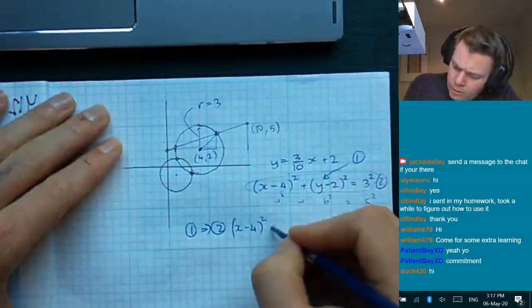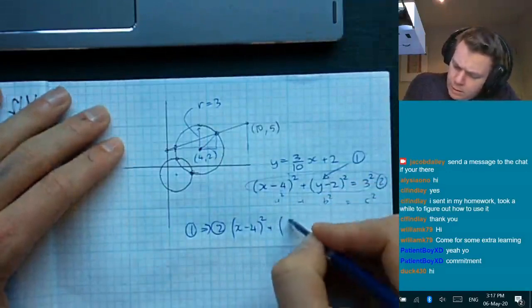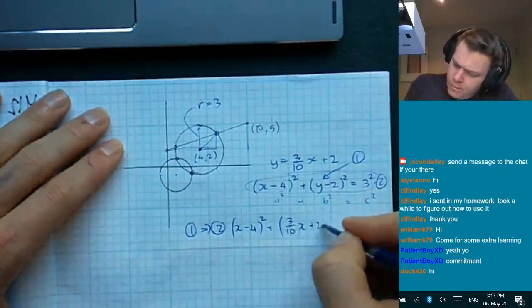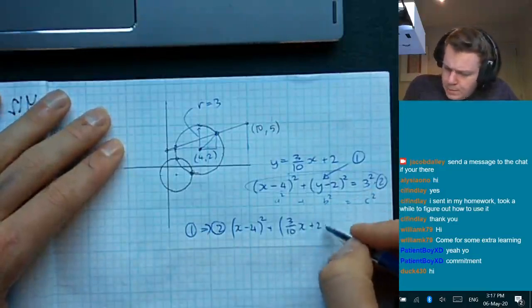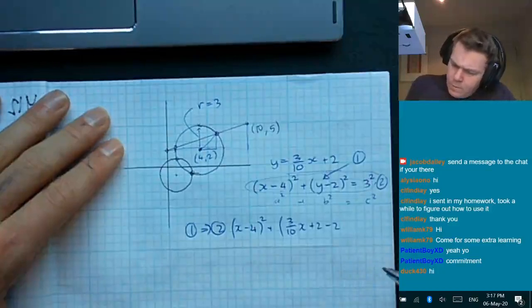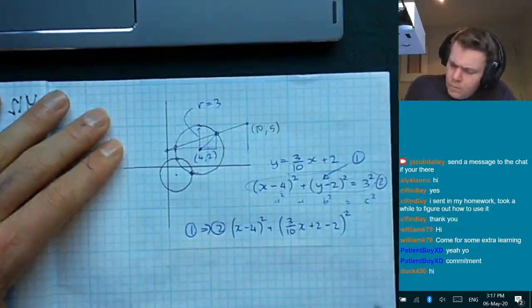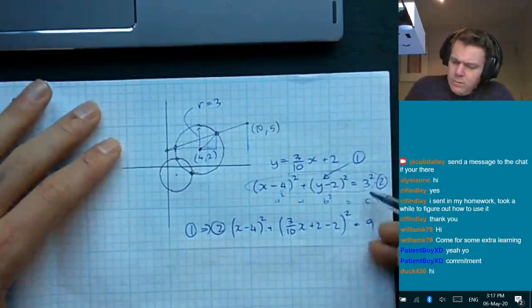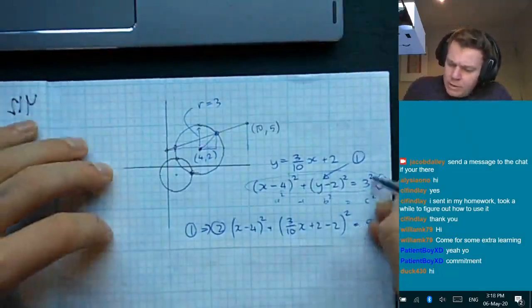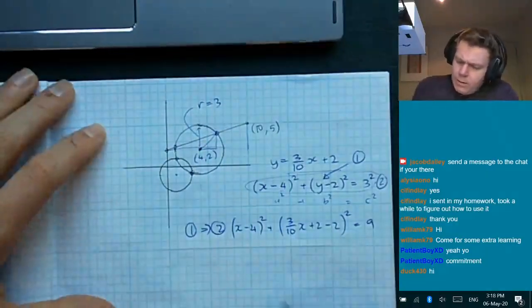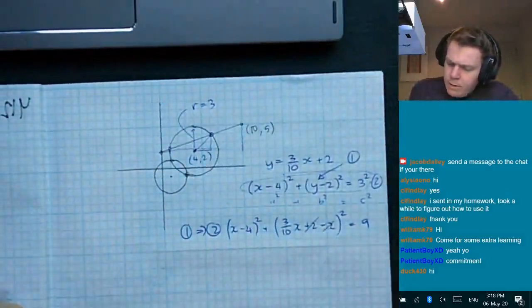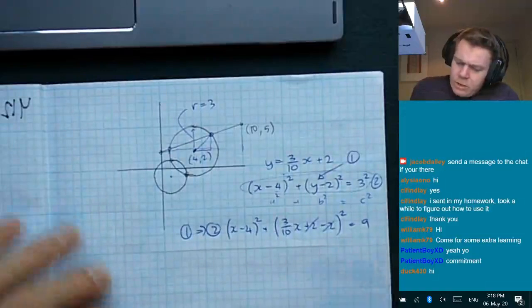so nothing happens to that because it doesn't have a y in it, plus 3 over 10 x plus 2 minus 2 squared, and that equals 9. We're going to do a lot of expanding, so I'll just evaluate that 9. This is handy, those cancel out, so we're not going to get any extra terms going on there.